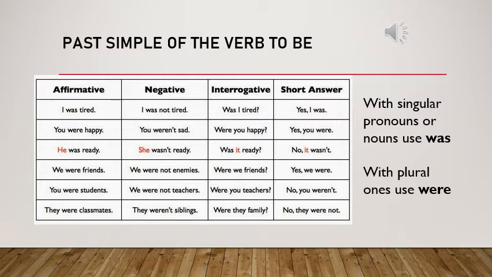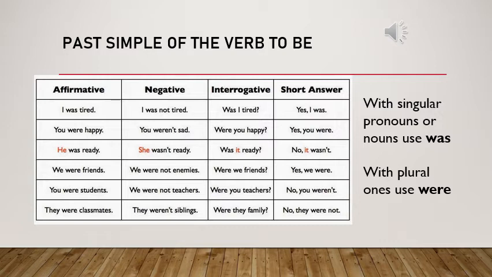I say, I was tired. With she, he, and it, we also use was. Why? Because she, he and it are singular pronouns. Now, what about plural things? For plural, we use were with the other pronouns like you, we, they, because you are talking about many people. Now, this is the rule.